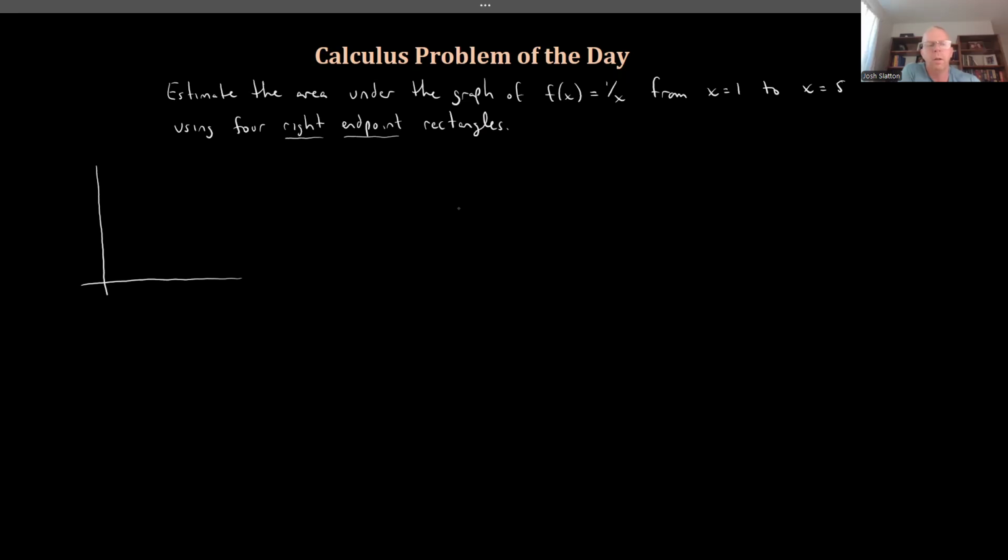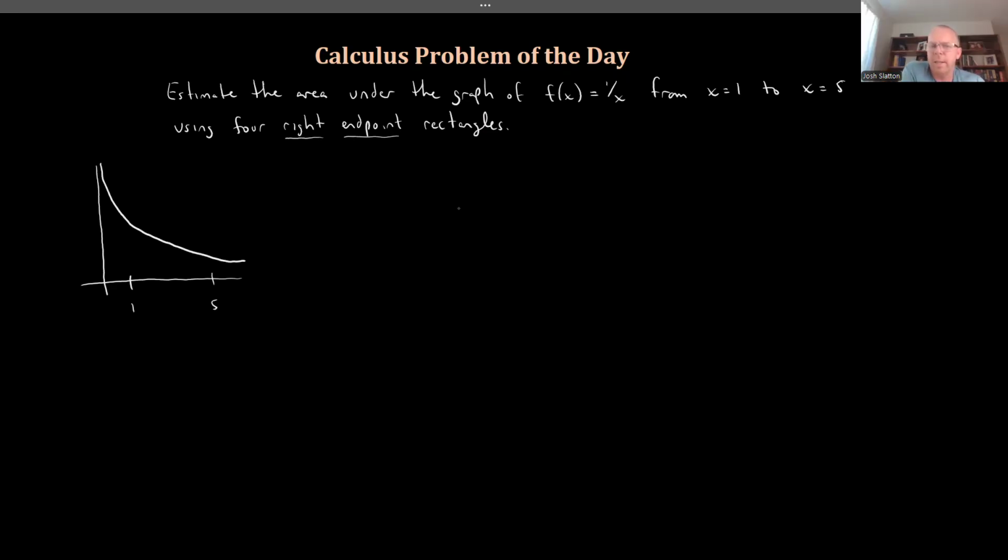So we're going from x equals 1 up to x equals 5. 1 over x, at least on this side of the y-axis, looks something like that. We'll exaggerate a little bit. And so we're wanting to estimate the area under the curve between 1 and 5. And this is just an estimate. It's not going to be exact. We'll get to that later. We'll get to how we can make this exact later.